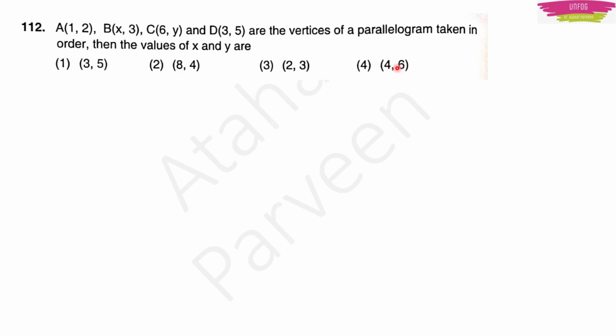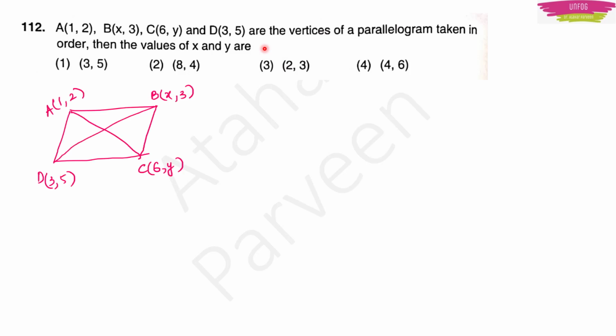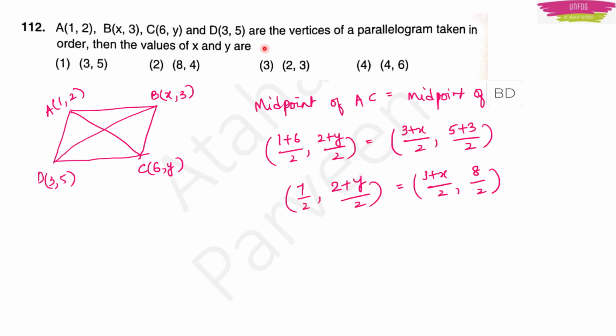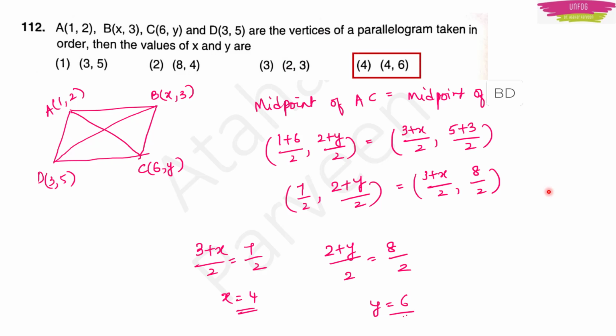Next question. A(1, 2), B(x, 3), C(6, y) and D(3, 5) are the vertices of the parallelogram taken in order. Then the values of x and y are. First draw a parallelogram, write their vertices, and understand that the diagonals will cut exactly into half, right? So you can use the midpoint formula and equate the midpoint of diagonal AC and the midpoint of diagonal BD. Once you equate, you can find the unknown terms. So x will be 4 and y will be 6. Option 4 will be the correct answer.